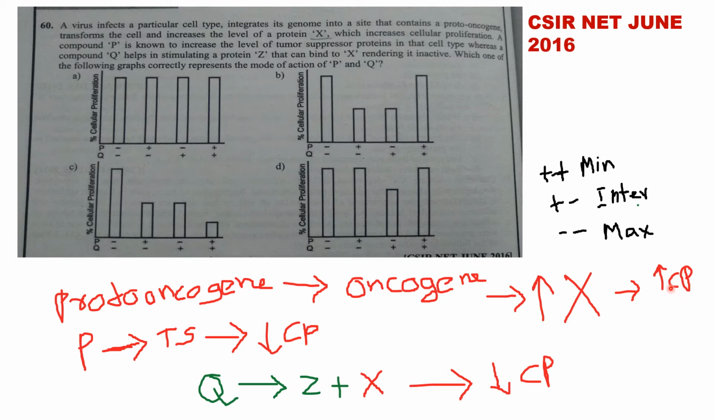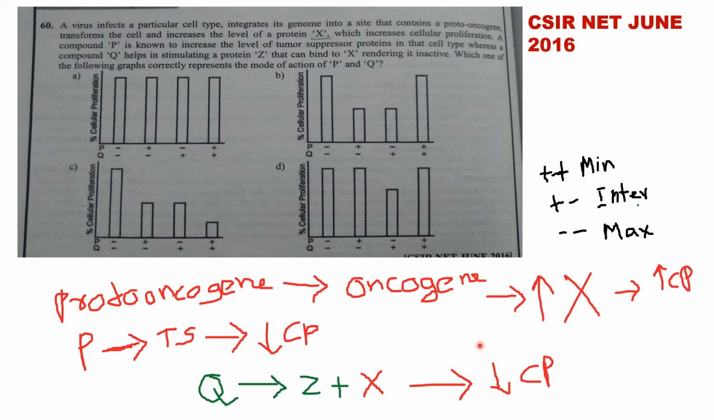And here P, the compound P, will increase tumor suppressor protein. If tumor suppressor protein is there, cell proliferation will decrease, and Q will stimulate protein Z, and Z will complex with X, so X will become inactive. If X becomes inactive, cell proliferation will decrease.